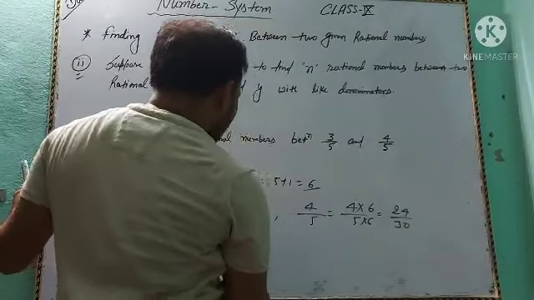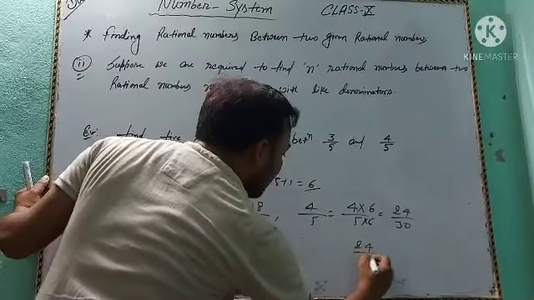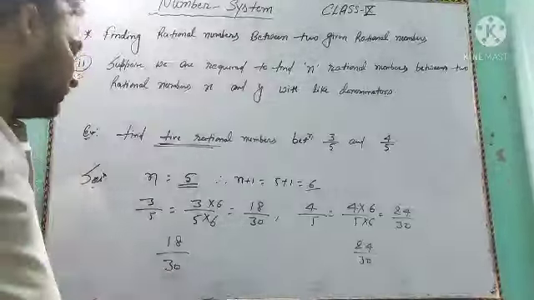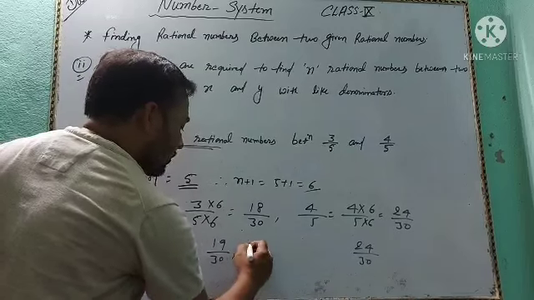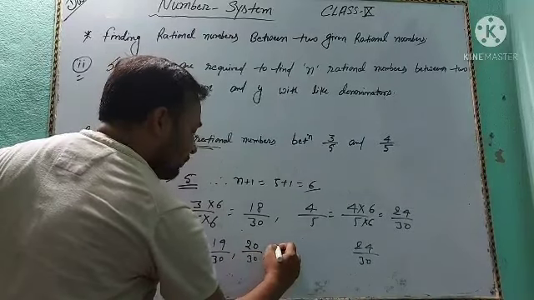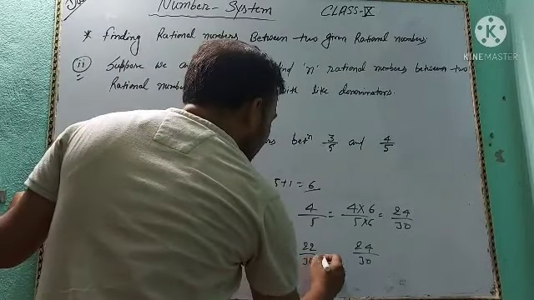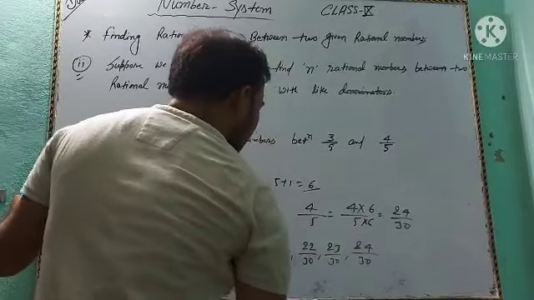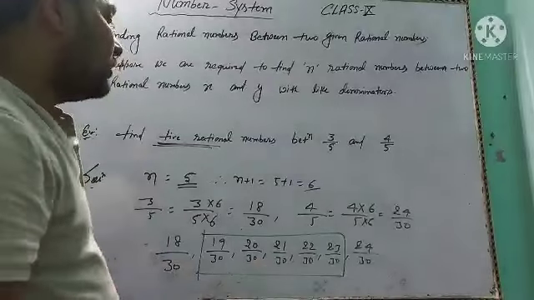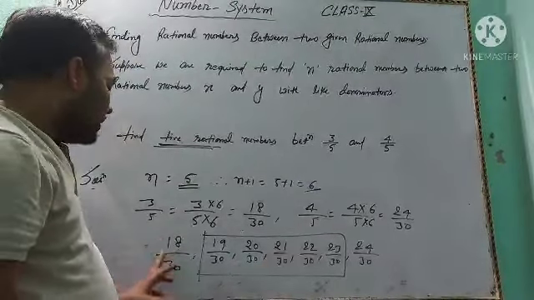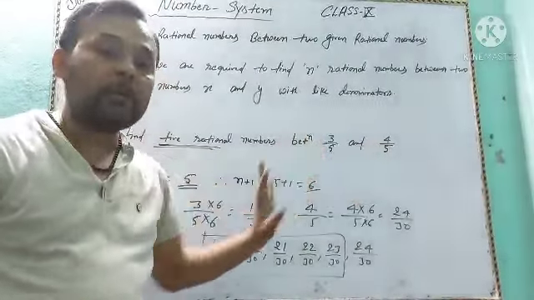So here 18 by 30 and 24 by 30, find 5 rational numbers. So 19 by 30, 20 by 30, 21 by 30, 22 by 30 and 23 by 30. These are 5 rational numbers lying between 18 by 30 and 24 by 30. It means between 3 by 5 and 4 by 5.